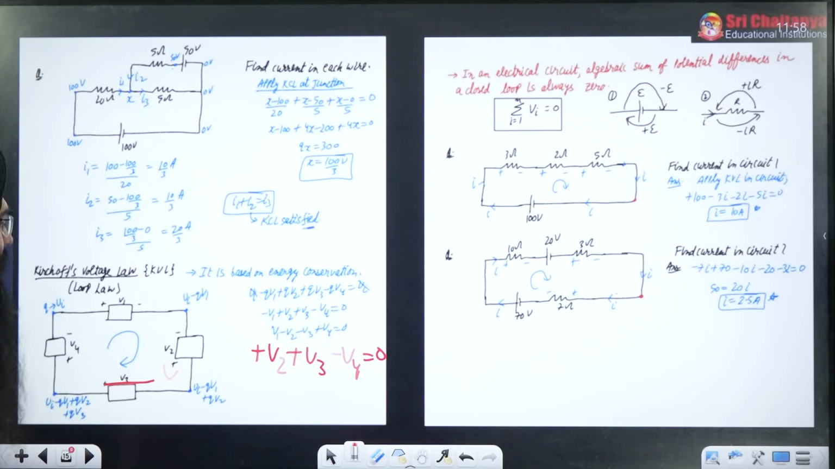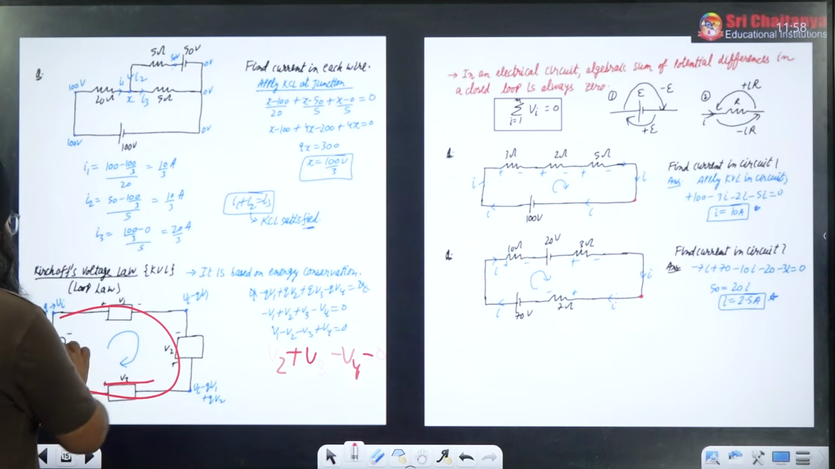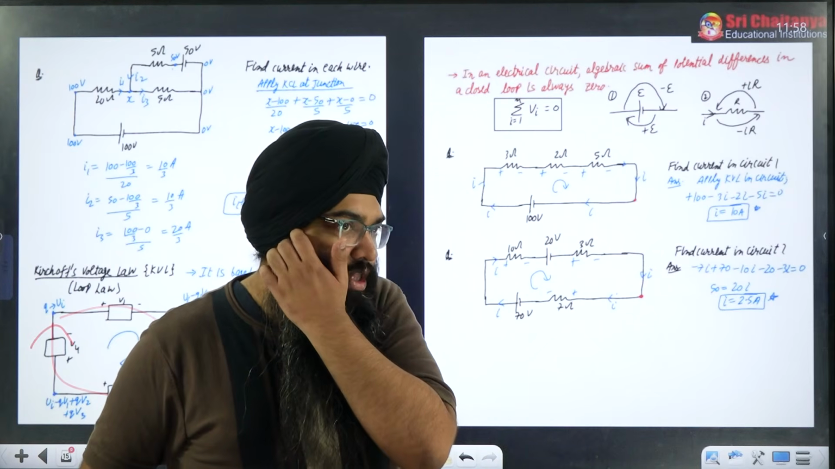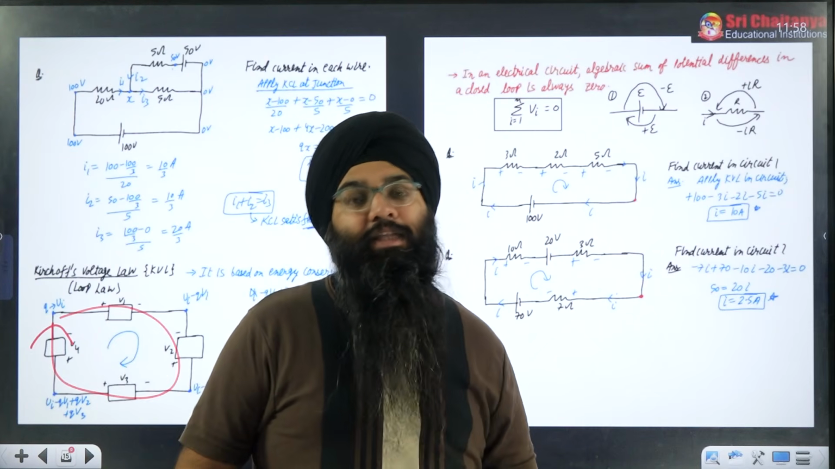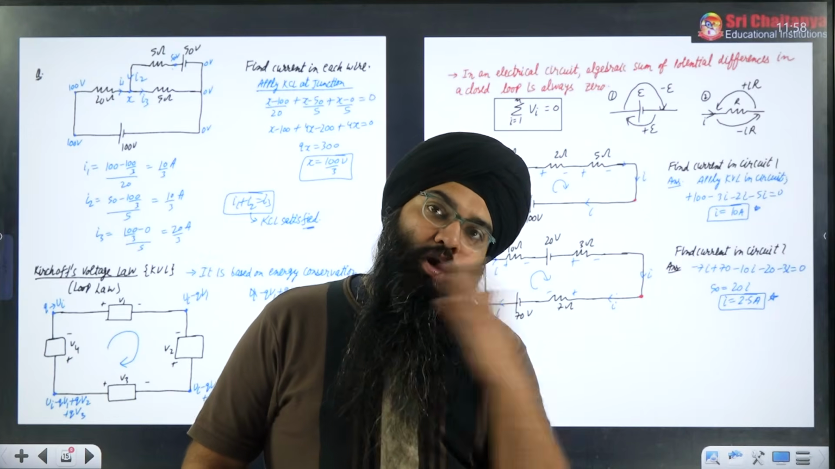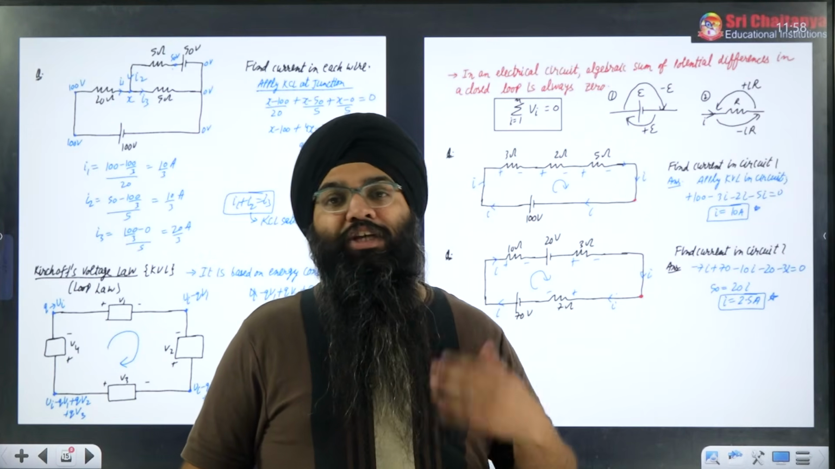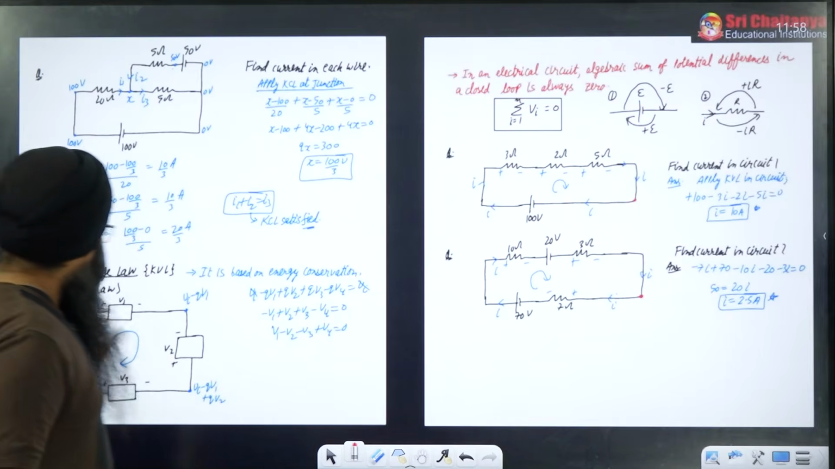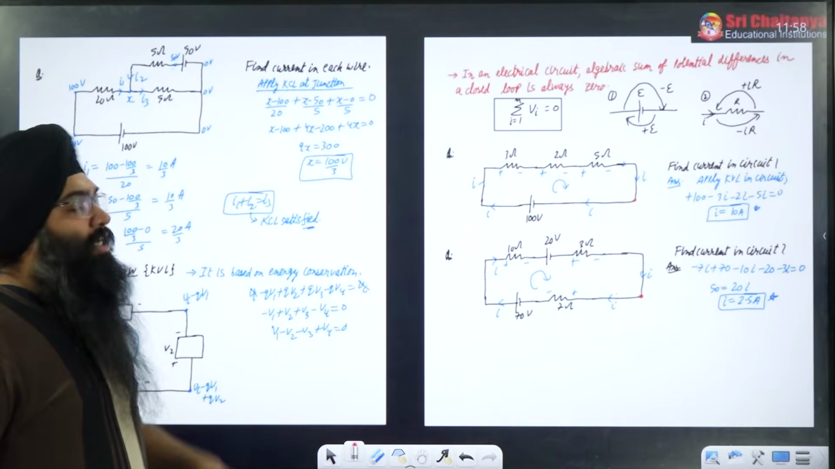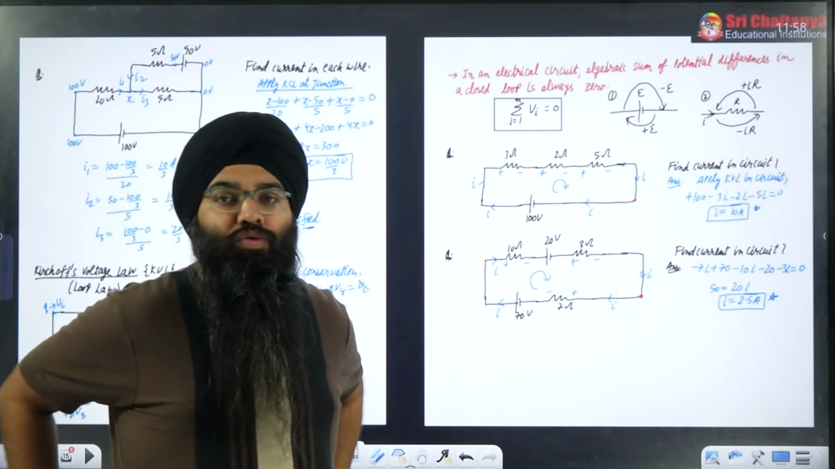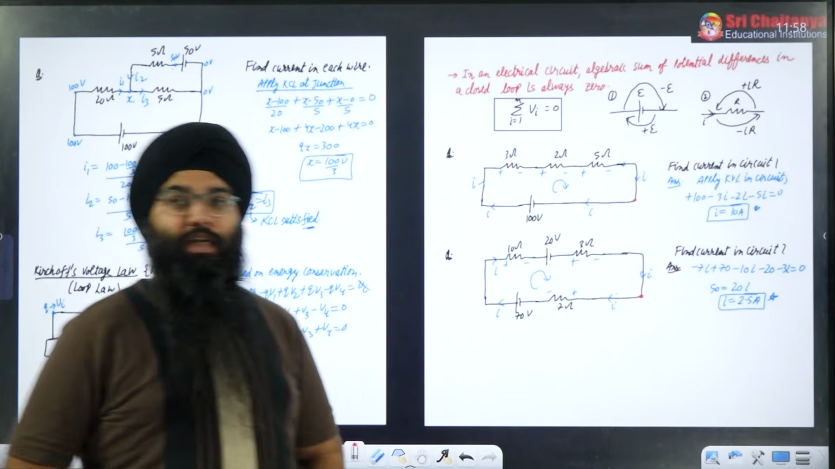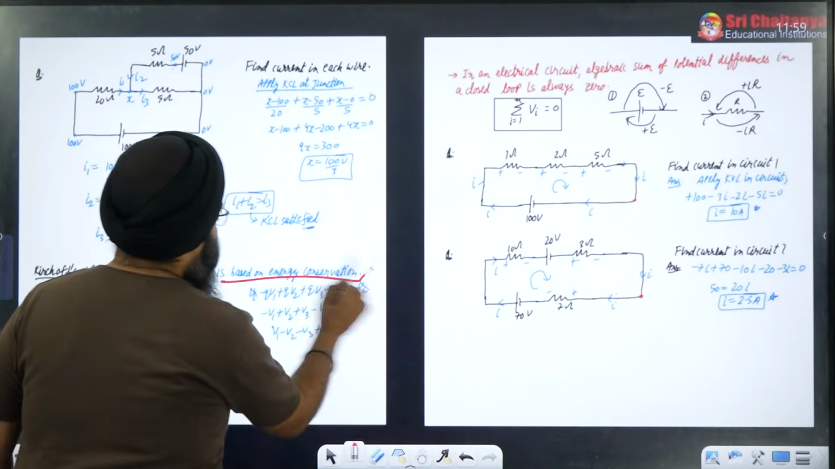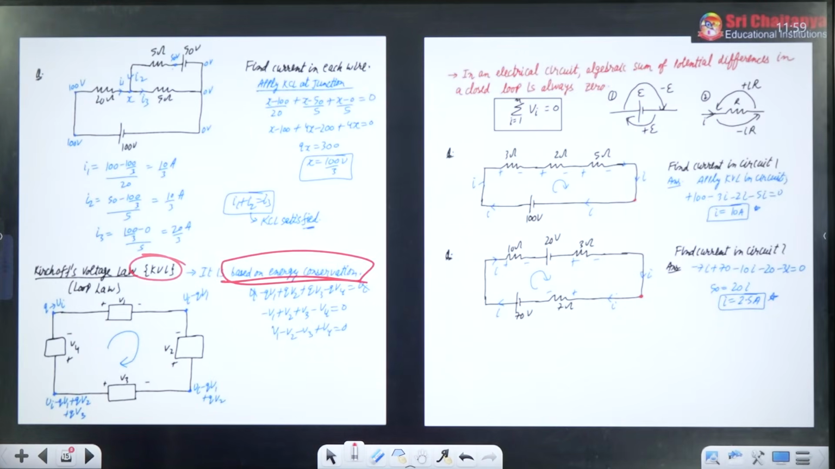So always remember, whenever you are moving across a closed loop, you have to sum all the potential drops and potential gains. Potential drop means higher to lower potential, you take it as negative. Potential gain means lower to higher potential, you take it as positive. So the summation of all the potential differences is equal to 0, summation of delta Vi equals 0. I hope this concept is clear to you. Always remember, KVL is based on the law of conservation of energy.